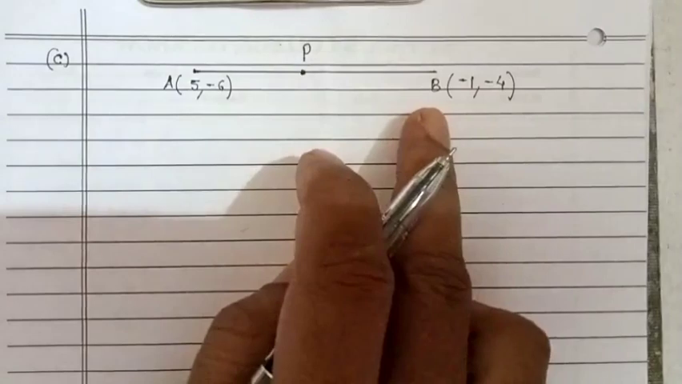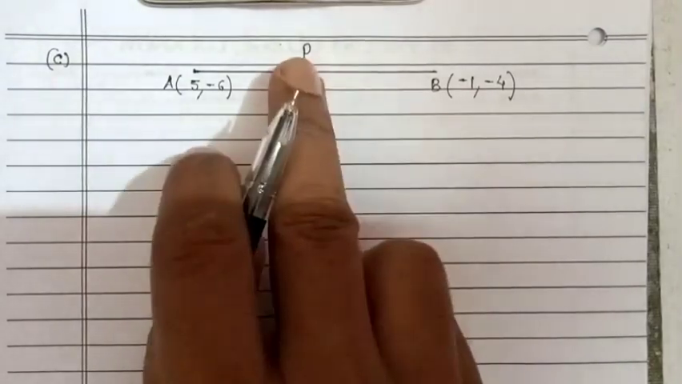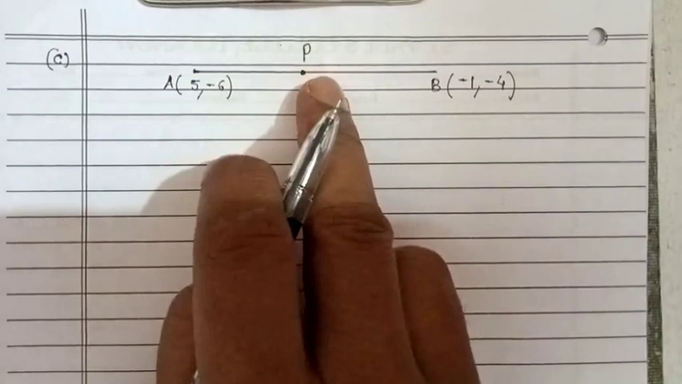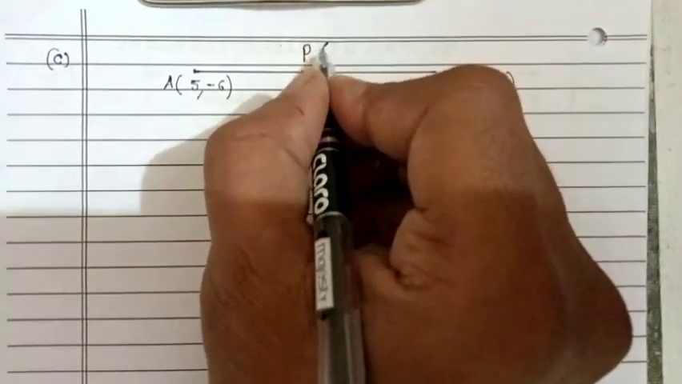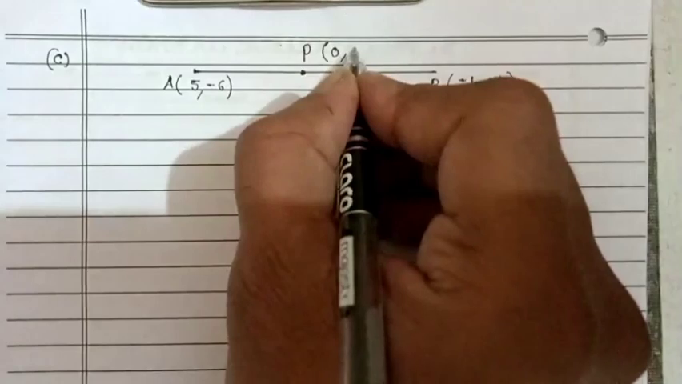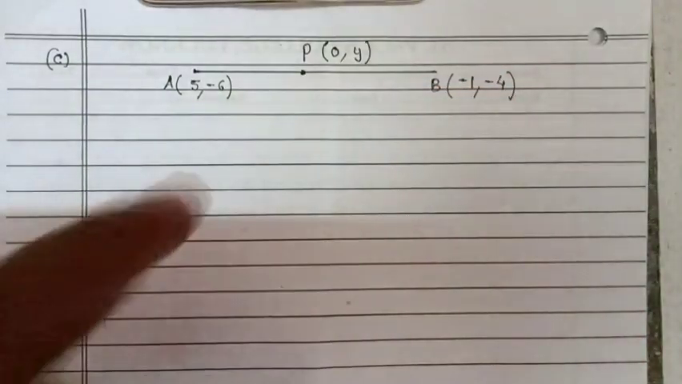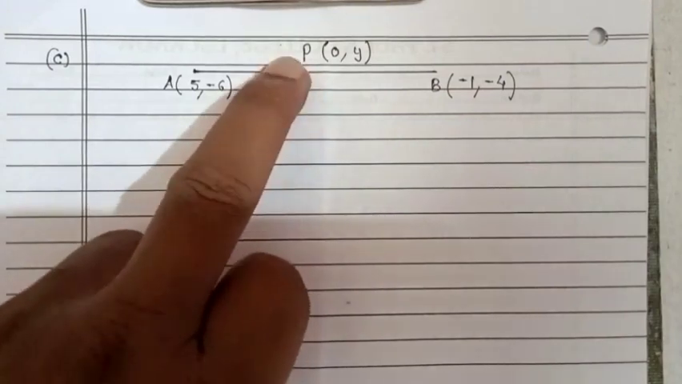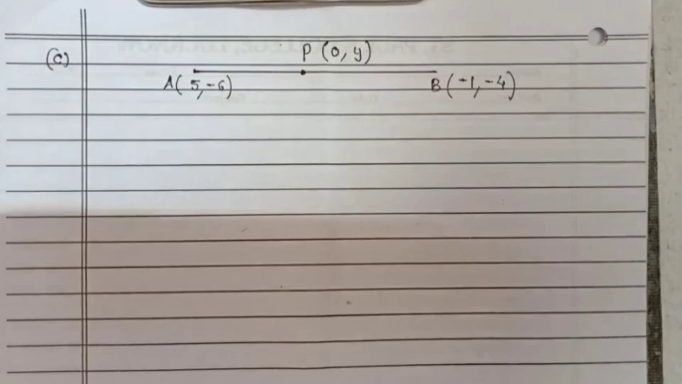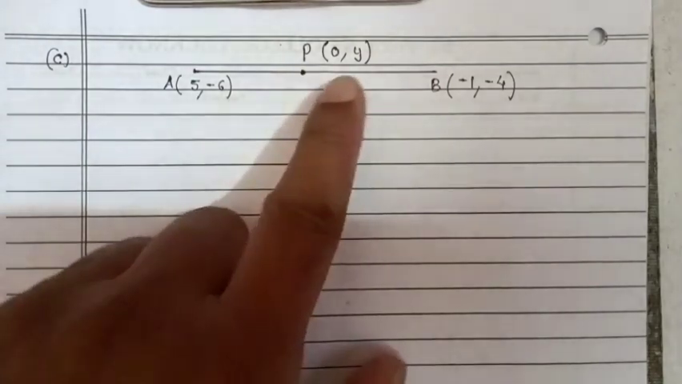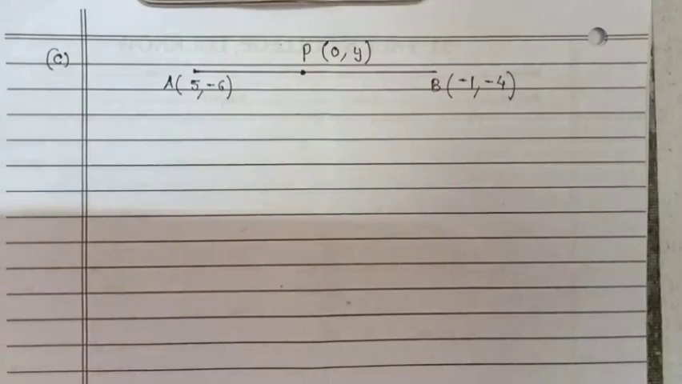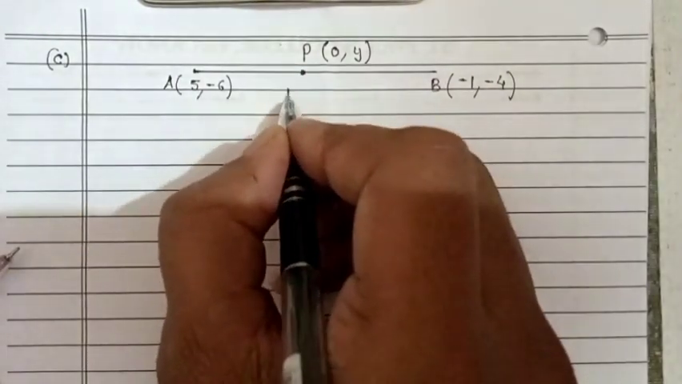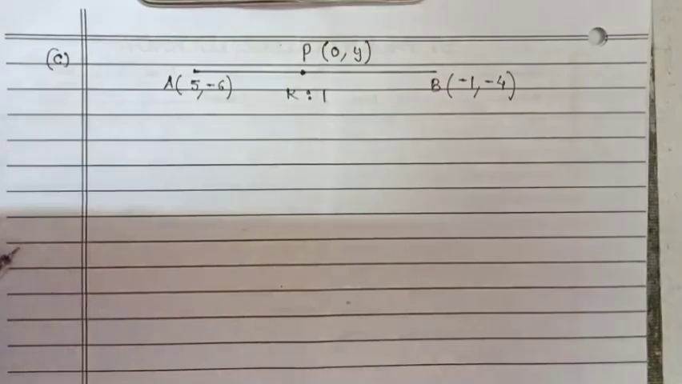Now as the line is being intersected by y-axis, so this point P must be lying on the y-axis. So coordinates of this point P will be 0, y. See, this line segment is intersected by y-axis. So that means this point P lies on y-axis, and any point that lies on y-axis must have x coordinate as 0. Now we have to find the ratio in which it is dividing this line segment. So let the ratio be k:1.